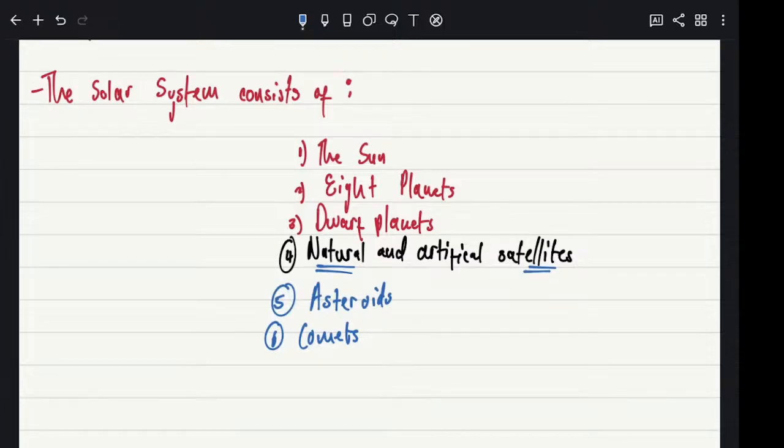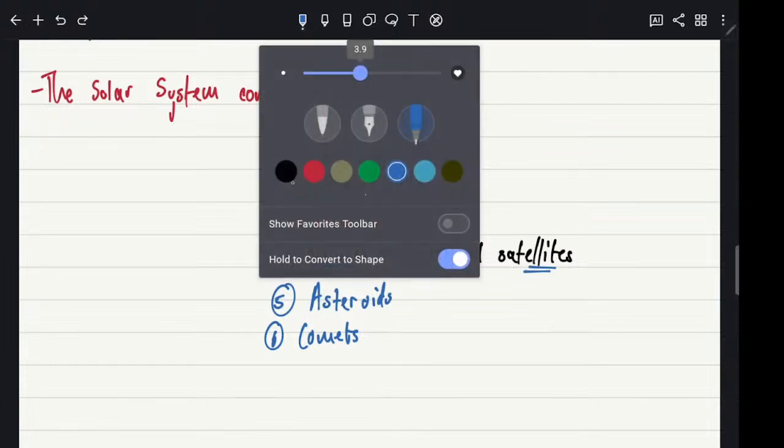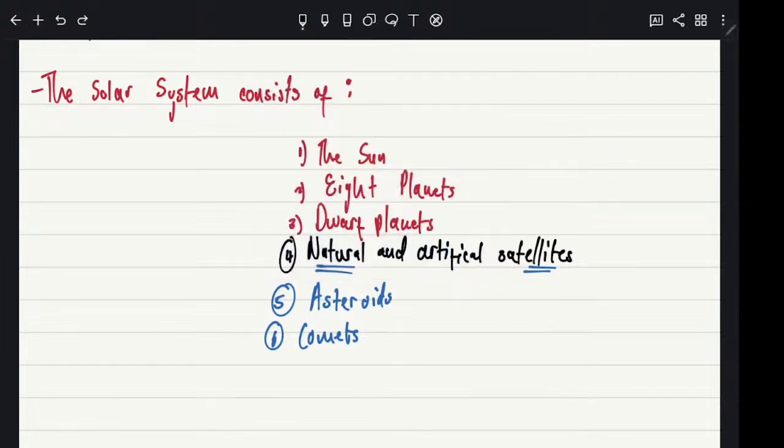Sometimes we can separate the natural satellites and artificial satellites to make the things be 7. But I shouldn't do it since you've already written, so let's just write it as 6. Natural and artificial satellites, and then the asteroids and the comets. Now let's learn the things one by one. Should we start? Let's start with the sun.